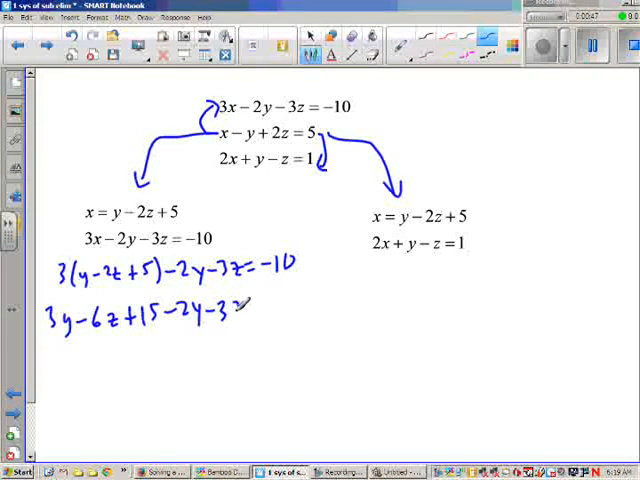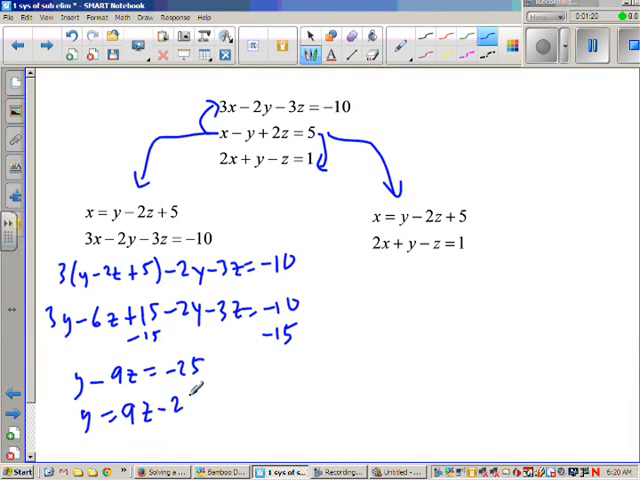I'm going to do some cleaning up here, combining terms and getting things on the same side. So I'll subtract the 15 from here, and I'll be combining the 3y and the negative 2y and the 6z and the negative 3z. So we get 3 minus 2 is y minus 9z equals negative 25. And over on this side, in this case we can get y equals 9z minus 25. That'll be our substitute.